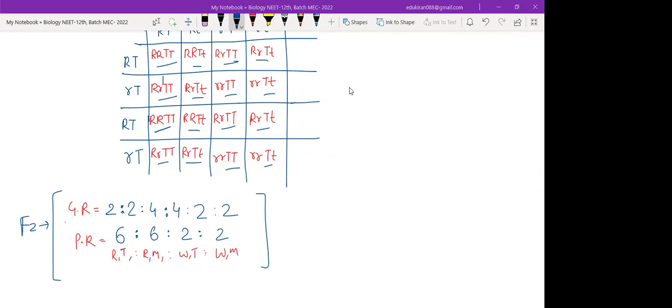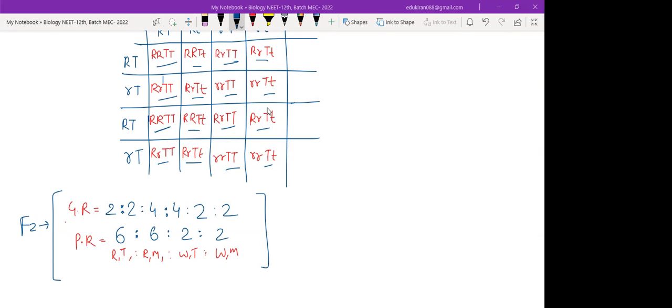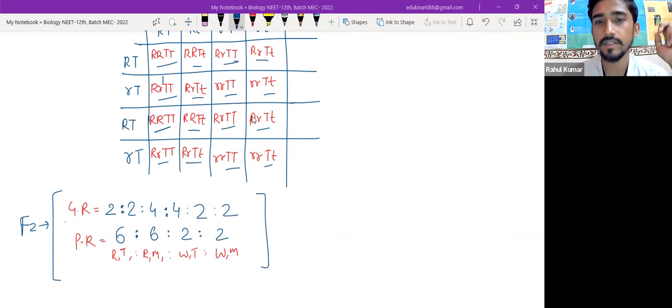Sir, my genotypic ratio was wrong. I corrected it. Yes, but you did not see the genotype properly, but you solved it like this, right? All your genotypes were this only. Yes, sir. You could not just count each genotype, right?